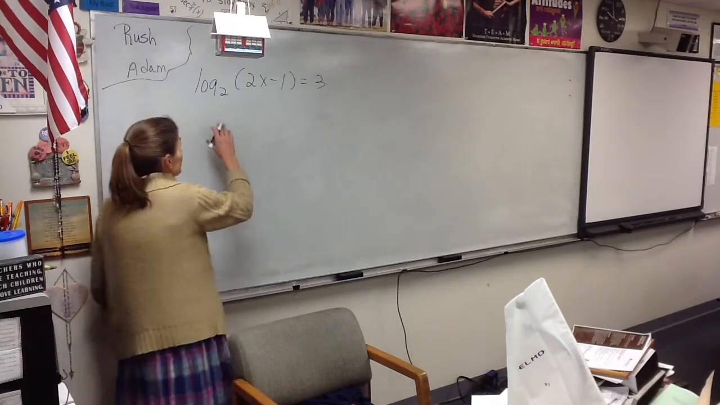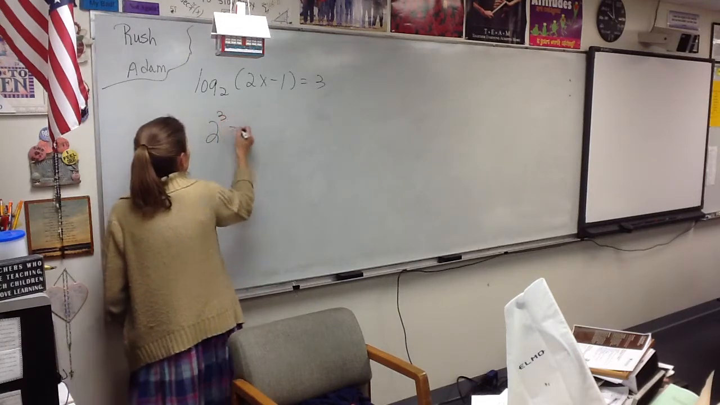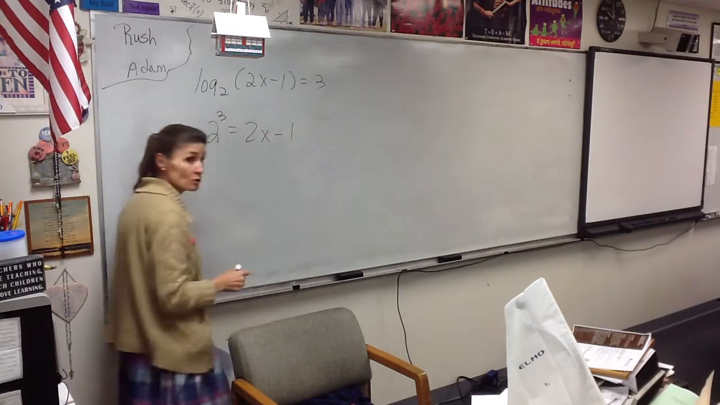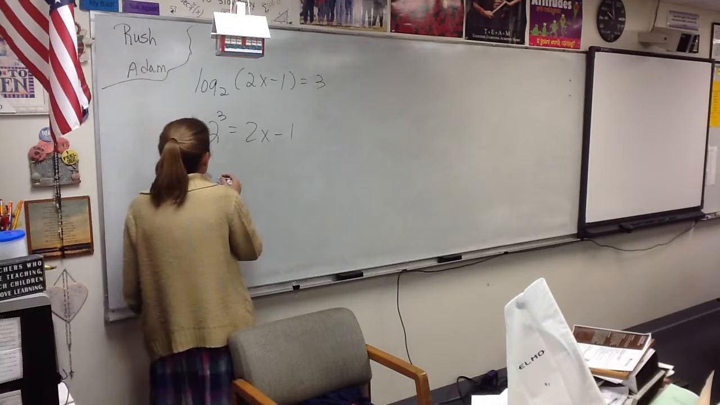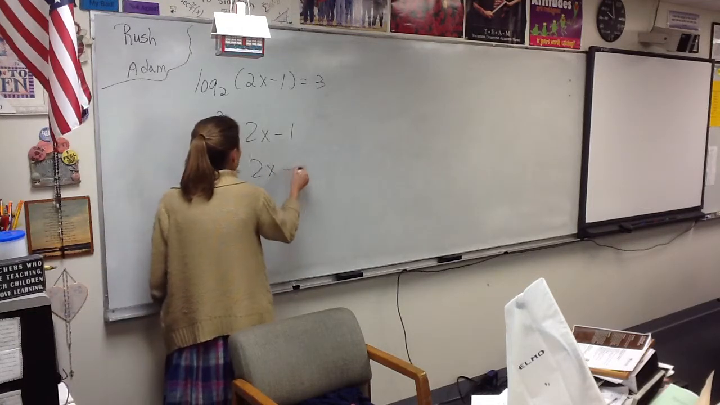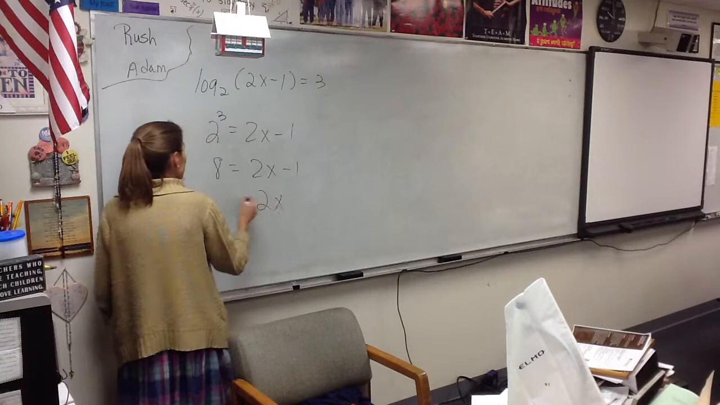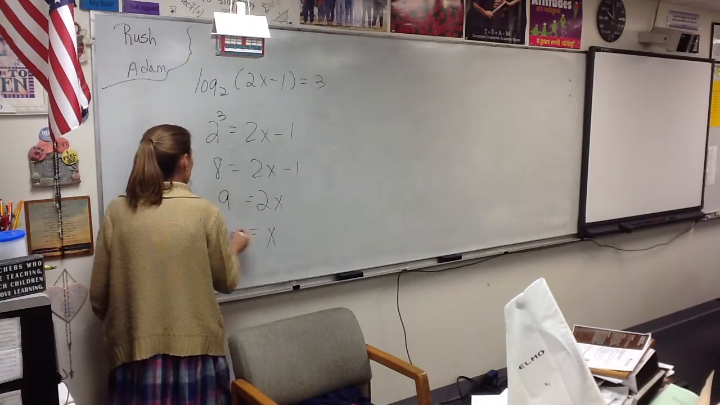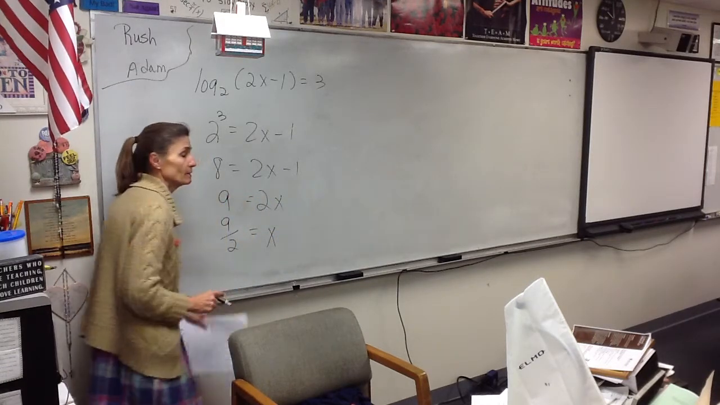How do I start this? 2 to the third equals 2x minus 1. Julie, did you find the paper I laid there for you? Yes, thank you. So 8 equals 2x minus 1. 2x equals 9, and x equals 9/2.